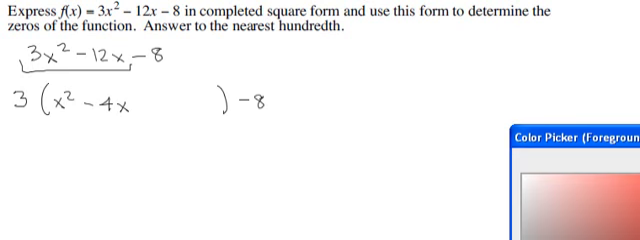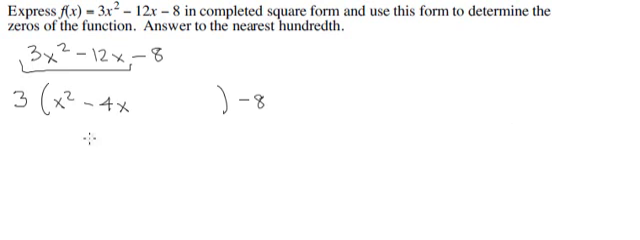Now, the divide by 2 and square part, we take our minus 4, divide it by 2, that's negative 2, square it, we get 4. So we put plus 4 here. Now out here, I don't put minus 4. What do I put instead? Minus 3 times 4.